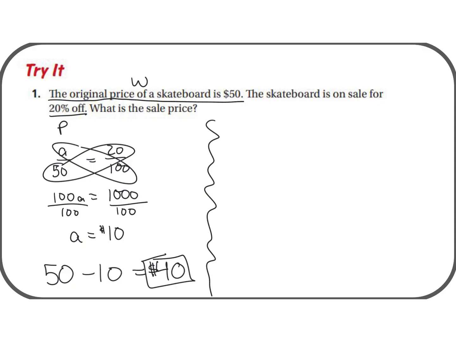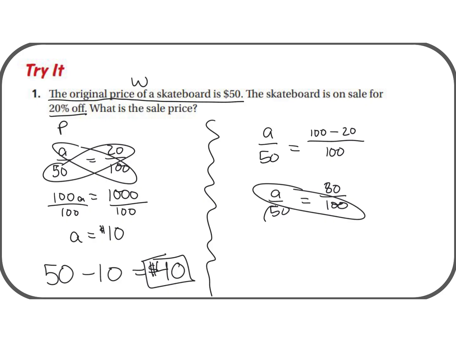If you chose method 2, we will still have A over 50. This time I need to subtract my percentages. 100% would be of the original. Take away the 20% off. This means that I am only paying 80% of the original price.